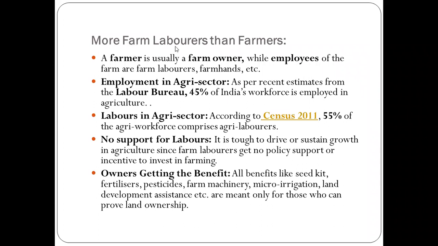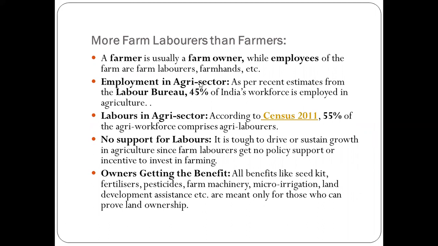Next point is that there are more farm laborers than farmers, meaning laborers outnumber farmers. A farmer is usually a farm owner, someone who owns agricultural land, while the farmer's employees are farm laborers or farm hands. Laborers work for the farm owner and just get a salary according to their work. Sometimes the farm owner gives one month of salary, and after the farmer's work is complete, in the next month the laborer will not get work in the fields.